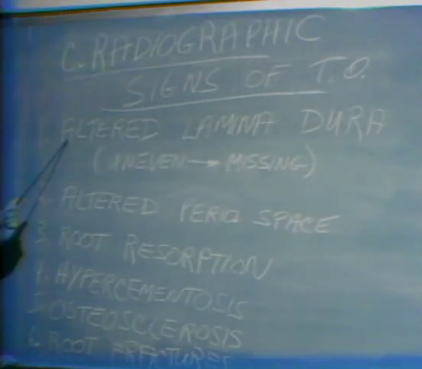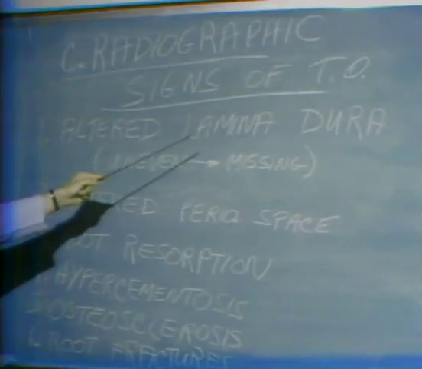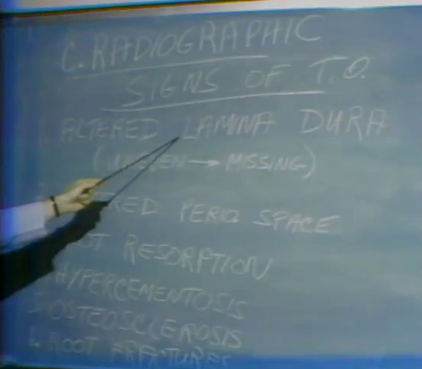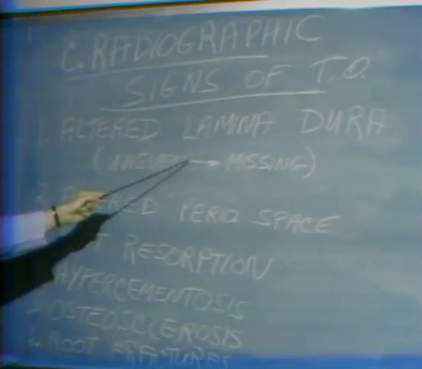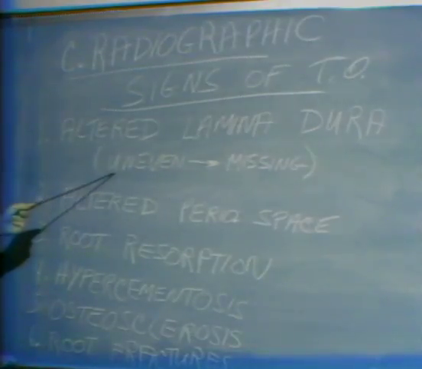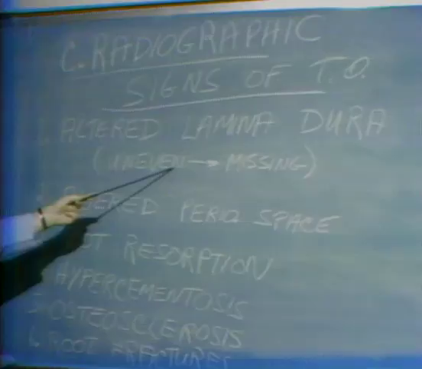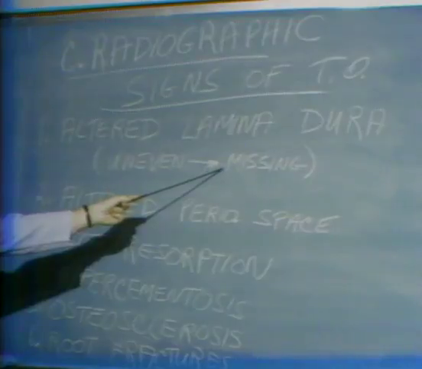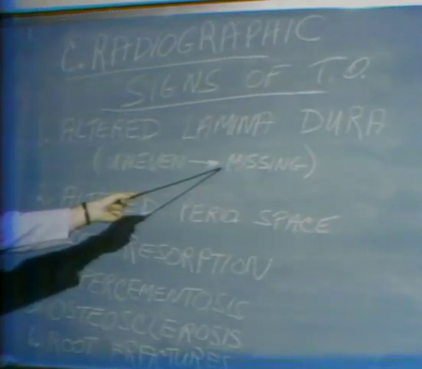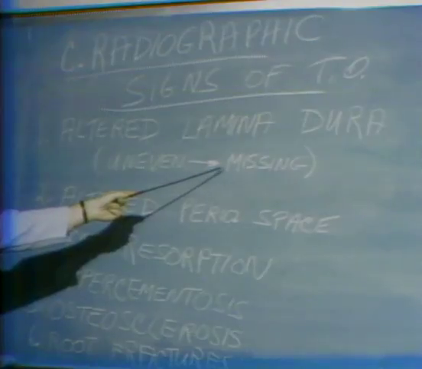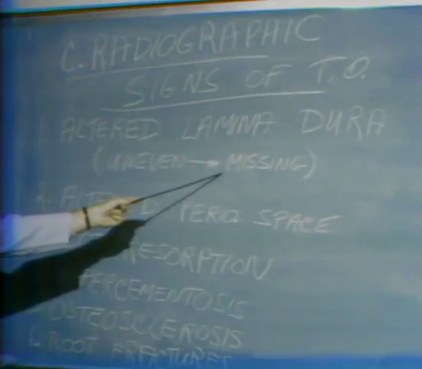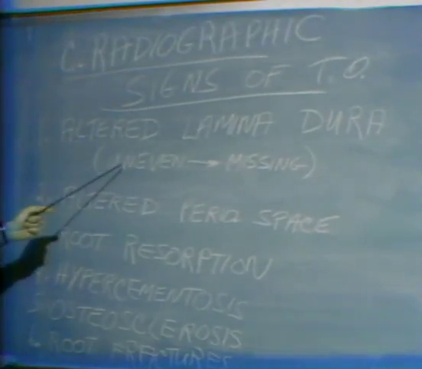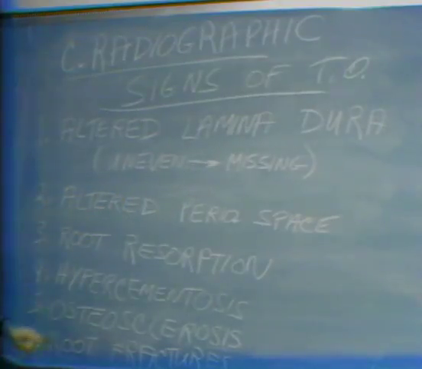First of all, you might find an altered lamina dura in a periapical radiograph. The alteration of the lamina dura can be as minor a thing as just an uneven lamina dura with somewhat of a moth-eaten appearance, all the way up to a thoroughly and completely missing lamina dura. Usually with a tooth under excessive traumatic occlusion, there's no lamina dura present. Quite often under rapid orthodontic movement on an x-ray, you won't see a lamina dura. So it can be anywhere from a slight moth-eaten appearance to completely missing.